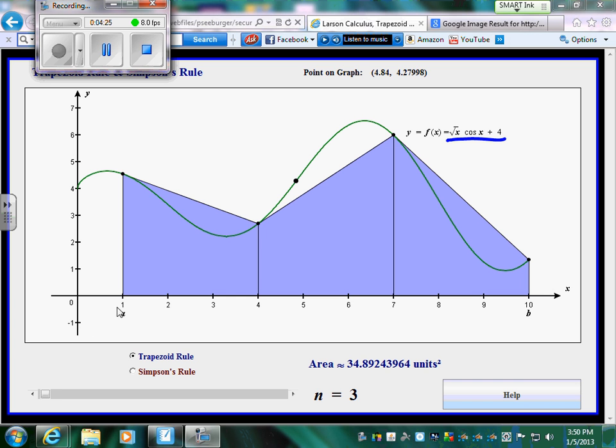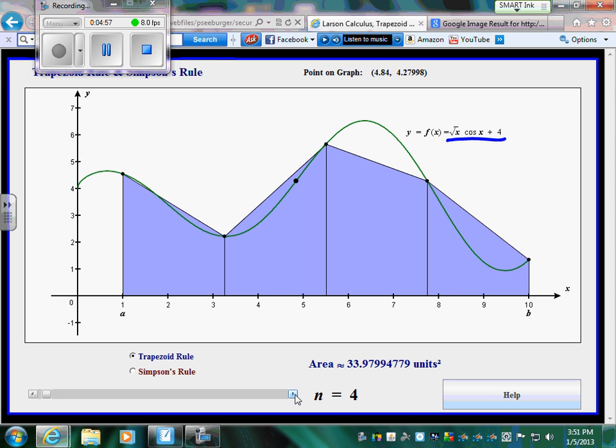So the first one goes 1 to 4, that's 3 apart. 4 to 7, that's 3, and then 7 to 10. So there would be my lines for my trapezoid, and then what I do is I connect the heights at each of those points to make my trapezoid. Now you can see in this case, in the first trapezoid we're over, in the second trapezoid we're under, and in the third trapezoid we're over. So this would probably end up being an over approximation as a final approximation.